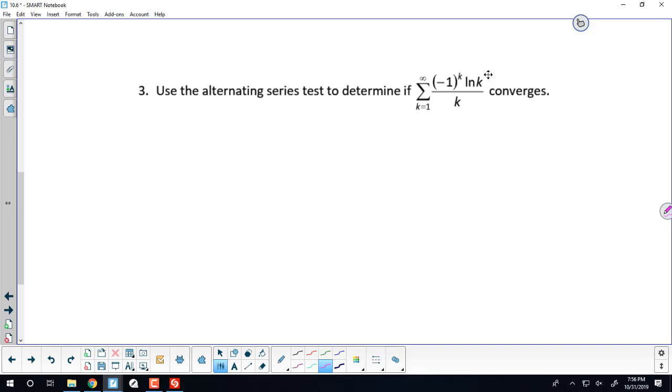So in the case of the last example, clearly 1 over k plus 1 is less than 1 over k. I don't think there's any debate about that. But this is a little bit more tricky to justify or to just eyeball. So with that in mind, we probably should use the first derivative on that.